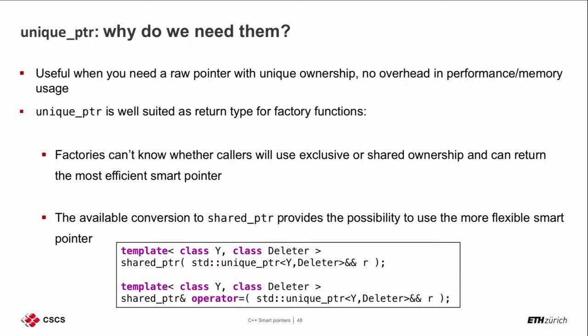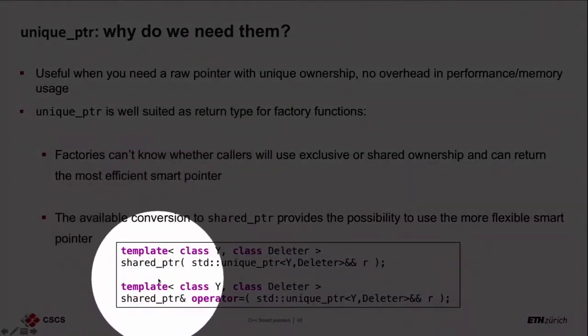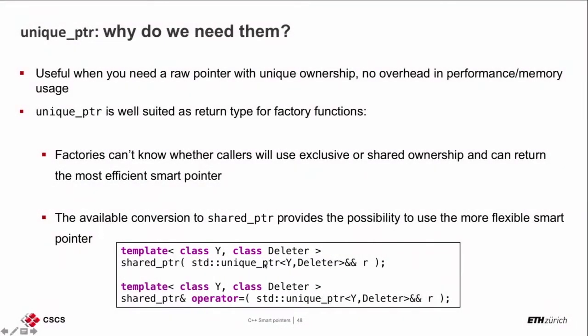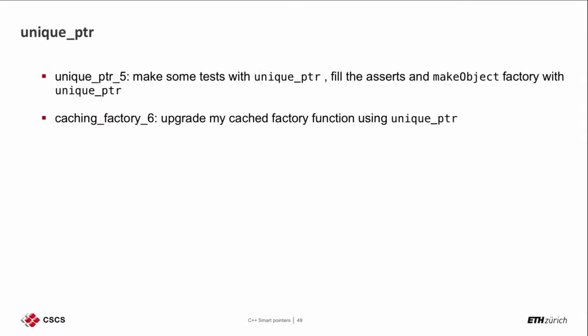And in case the external user needs a shared pointer, they can always call the shared pointer constructor that takes in input a unique pointer. So in this case, you will have a more flexible cached factory function for the external user. Well, the external user maybe is the wrong expression, just to say the user of your library, if you're thinking about developing a library that will include a cached factory function in the API.